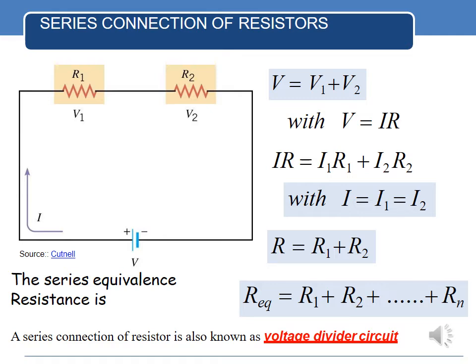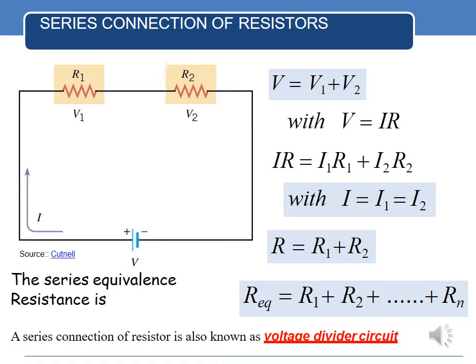Since I equals I1 equals I2, we can cross them out in the equation above. IR equals I1 R1 plus I2 R2. You can cross I, I1, I2 out. So we end up with R equals R1 plus R2. So the equivalent resistance, a single resistor that replaces the two resistors here, is simply R1 plus R2.